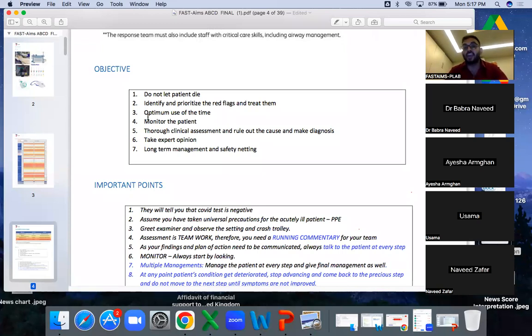Second, identify and prioritize the red flag signs. What you are seeing in the patient, red flags in their signs or symptoms, whatever, you have to deal with them. Optimum use of time. This is quite important in emergency. You cannot wait for the whole day because the emergency has come. You have to optimize. You have to take the history, you have to do the examination, you have to do everything along with the management. So this is our goal.